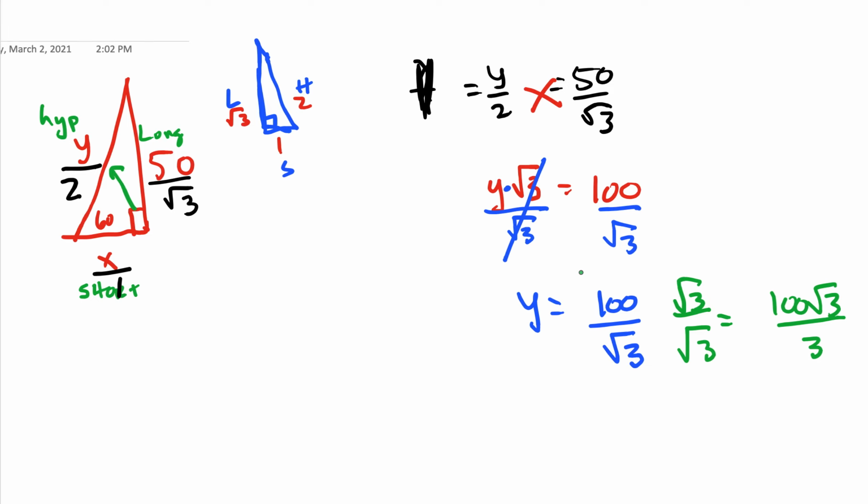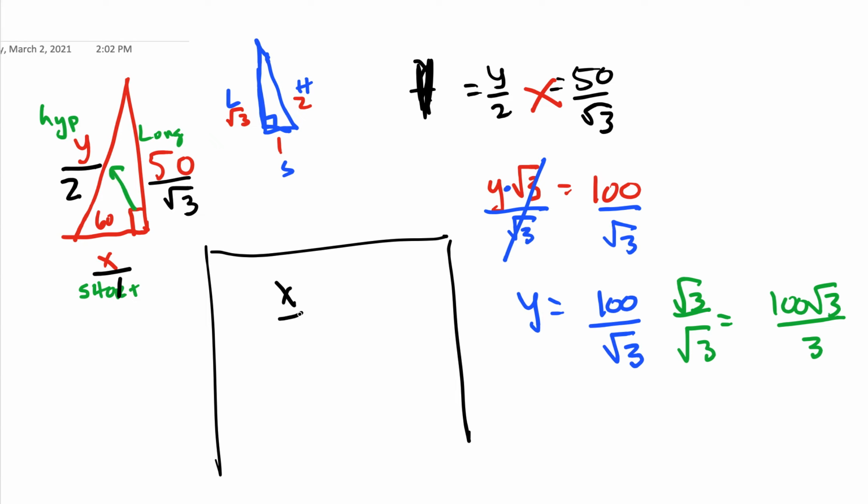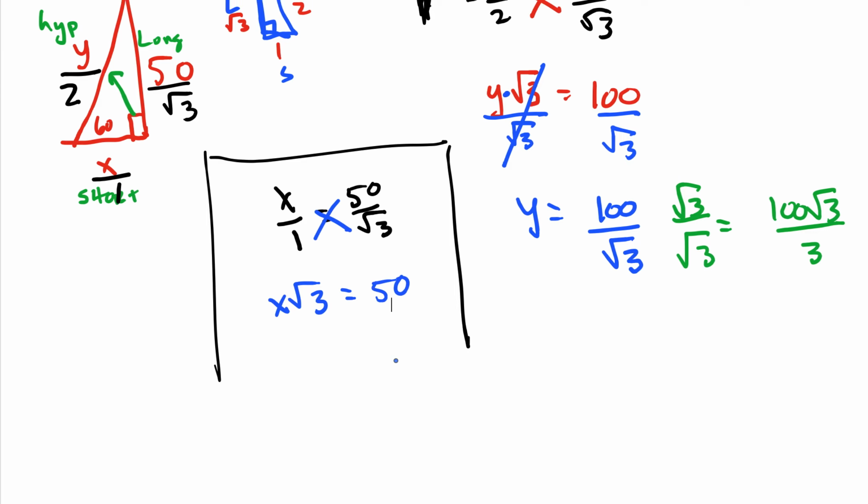So now that we found y, we just do a completely separate problem to find x. So we have x goes with 1, and we have 50 goes with radical 3. And when we cross multiply, we get x radical 3 equals 50. So then again, we want to release the radical 3, so we do the opposite. We divide by radical 3.